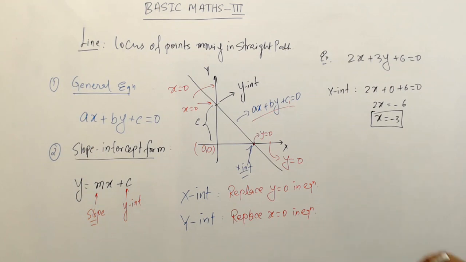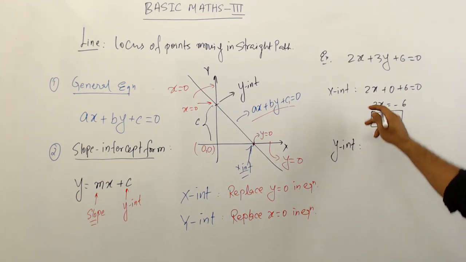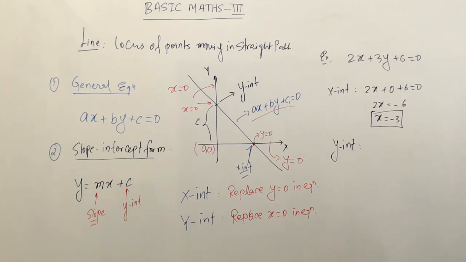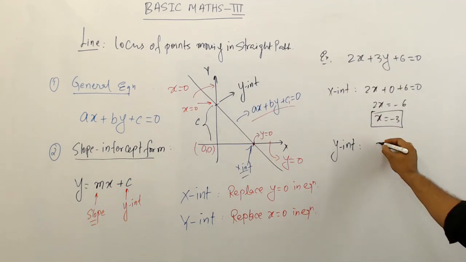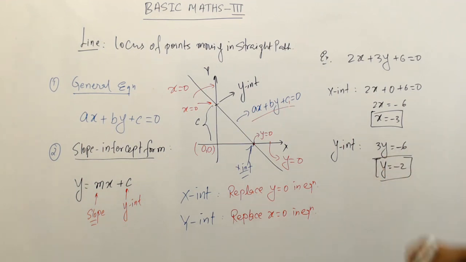Likewise, if I want to find my y-intercept, I'm going to write x equals 0 in this given equation. That would give you just 3y equals negative 6. That means y equals negative 2. That is your y-intercept. So if I want to draw the line, of course we can do that.